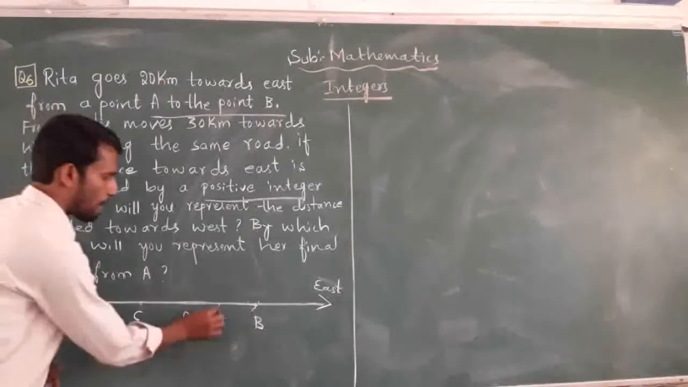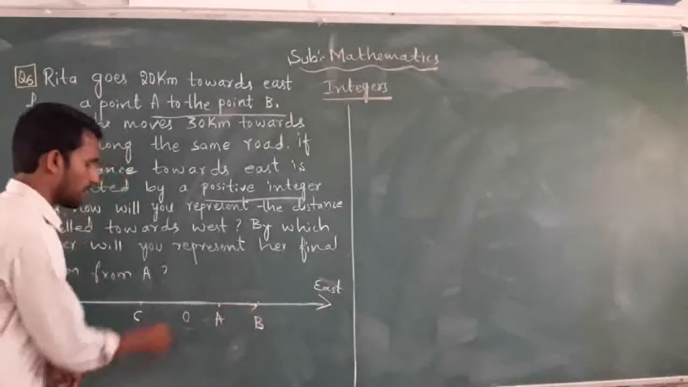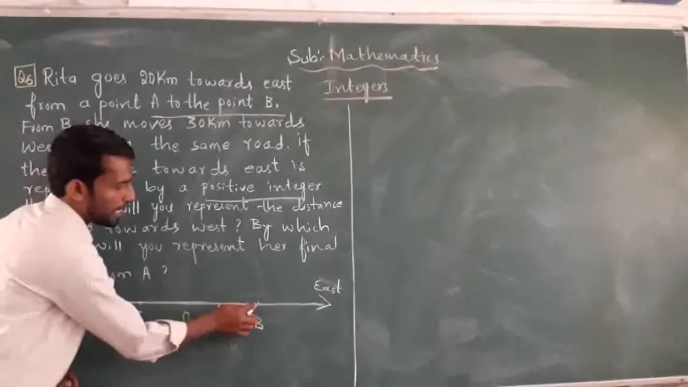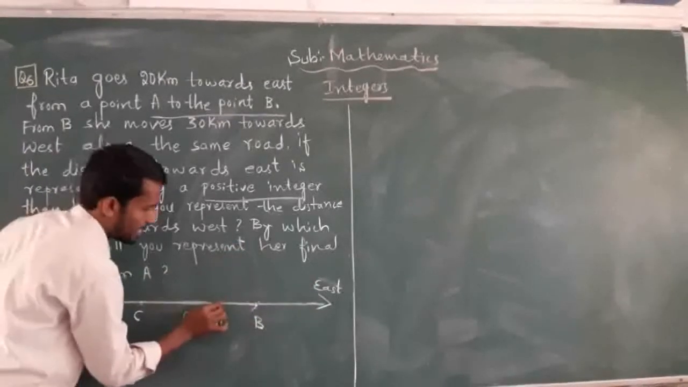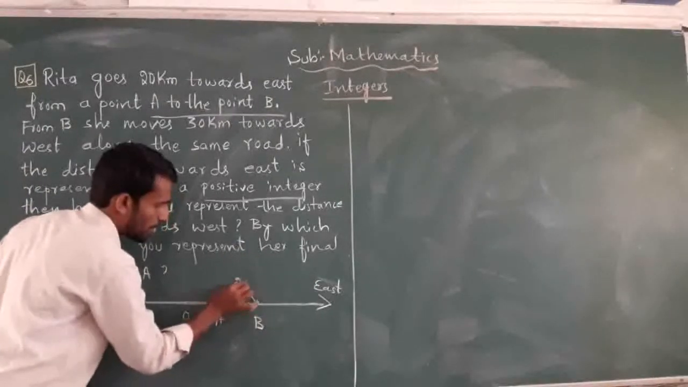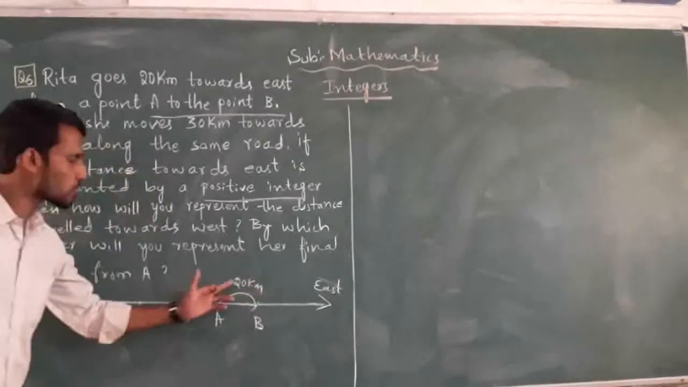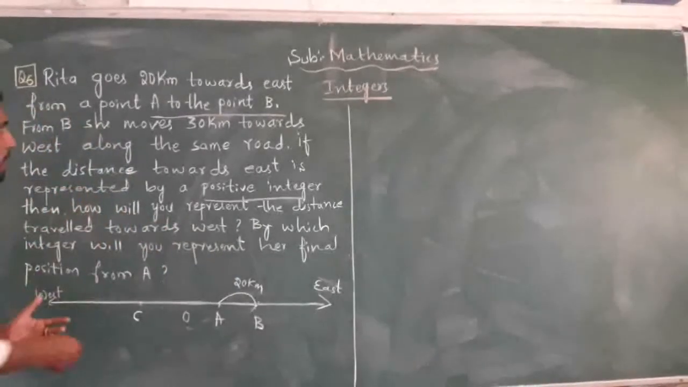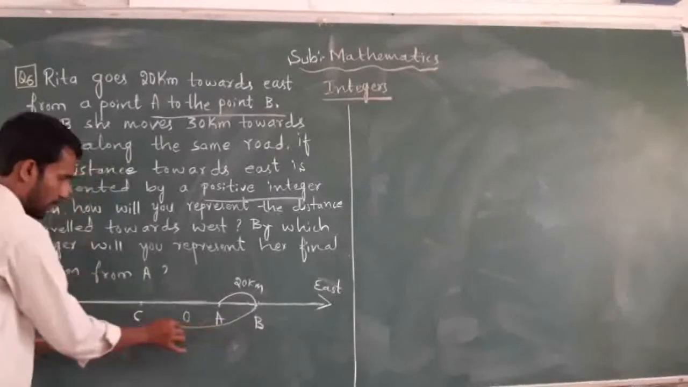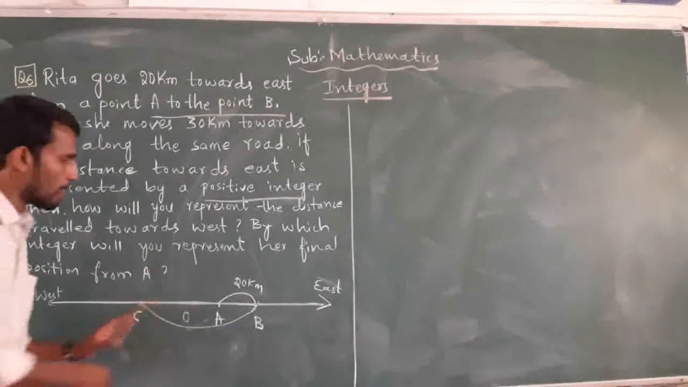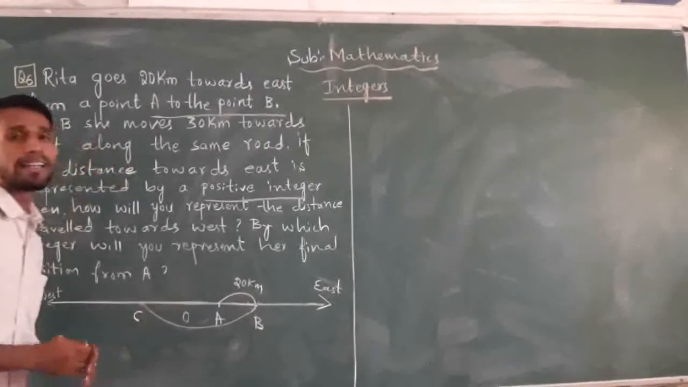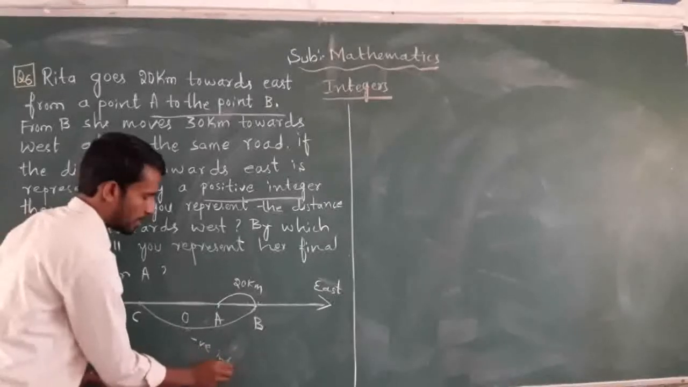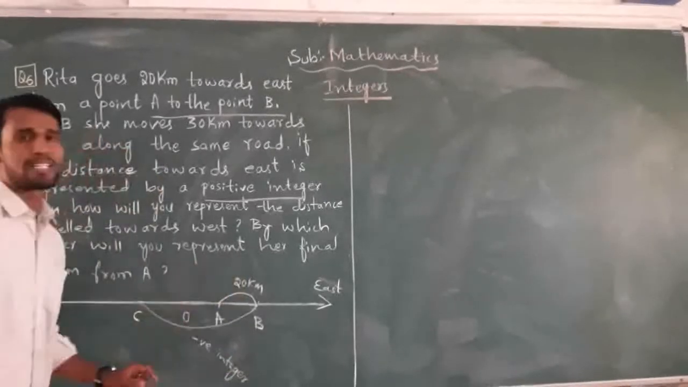See here, this is the point A. This is the point B. Rita goes 20 km from A to B towards the east side. This is the 20 kilometer. We are taking this 20 kilometer as a positive integer. Next, she again moves from B to C, 30 kilometer. This position we will be taking as the negative integers. This is the negative integers. This is the positive integers.